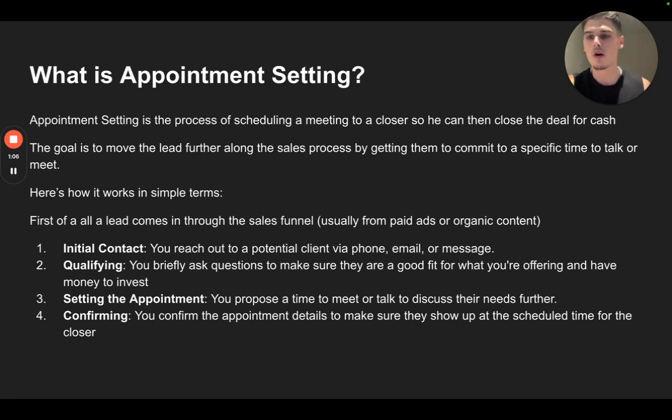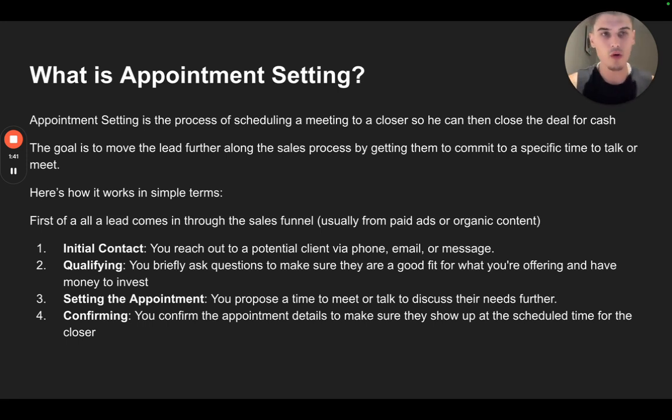So how it actually works in simple terms is, first of all, the lead comes through the sales funnel, usually from paid ads or organic traffic through YouTube or social media. Once that lead comes through, you make the initial contact. If it's through paid ads, they will see an ad, then go to a landing page, a funnel. They'll watch a VSL. They already got information about the business and what the company's offering, so they're already slightly warm in most cases.